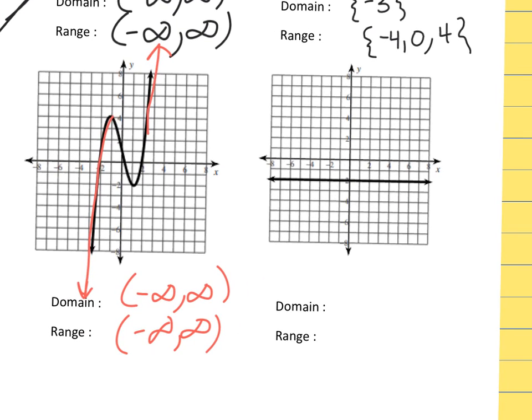And this last one, the domain, it's going infinitely to the left, infinitely to the right. So that's going to be negative infinity to infinity. And the range is only negative 2. There's no other numbers for the y. So the range is just the number, negative 2. So actually, you could write it using interval notation like this, or you could use the set, negative 2.